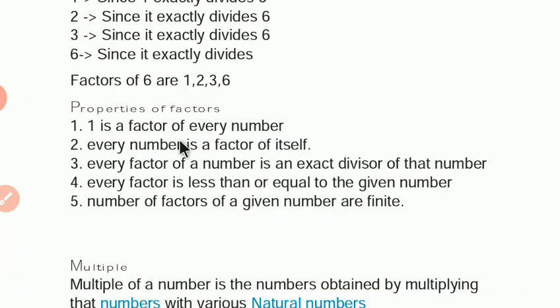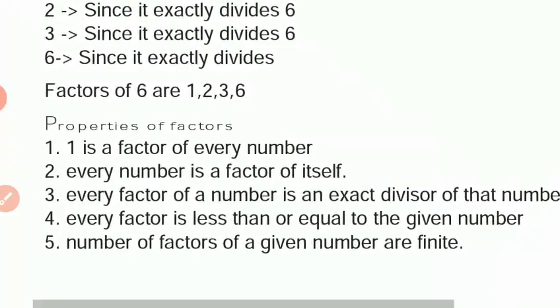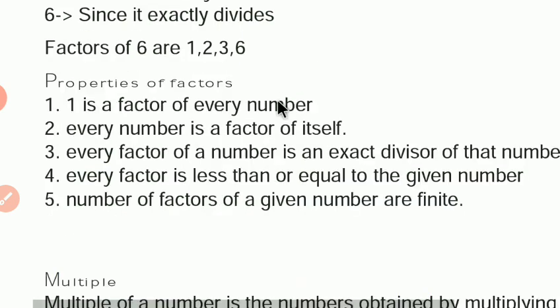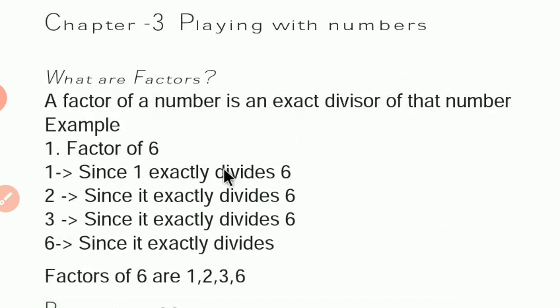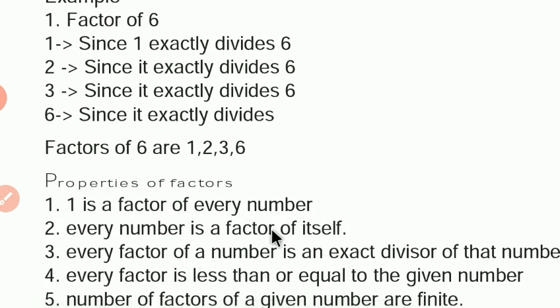Now let us see the properties of factors. You can see that 1 is a factor of every number. 1 is common in every number, whatever the number. So 1 is a factor of every number. Every number is a factor of itself. Here we have taken 6, and one factor of 6 is 6 also. So every number is a factor of itself.